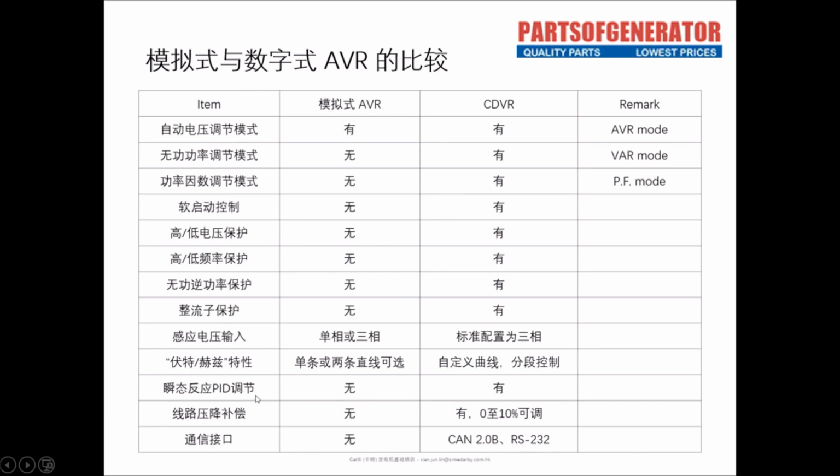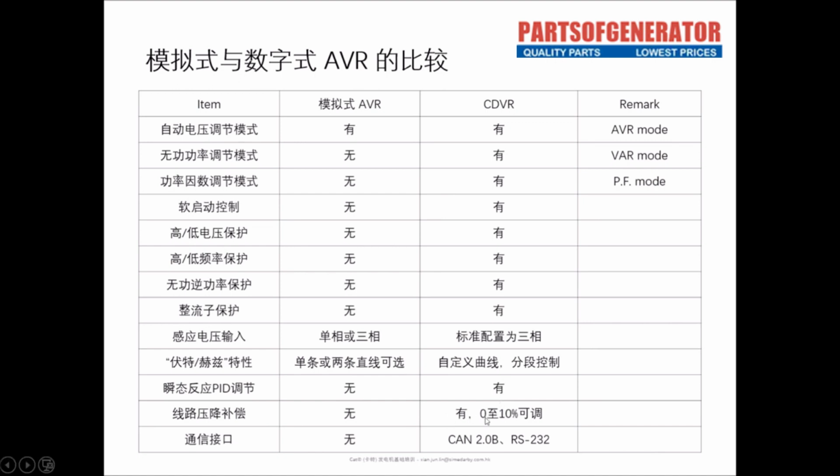So when the frequency changes, how should the voltage change? This is the volt/Hertz characteristic of the AVR. If it is an analog AVR, it will have a straight line or two straight lines to choose from. But if it is a CDVR, it will have a real curve, which is divided into different frequencies.